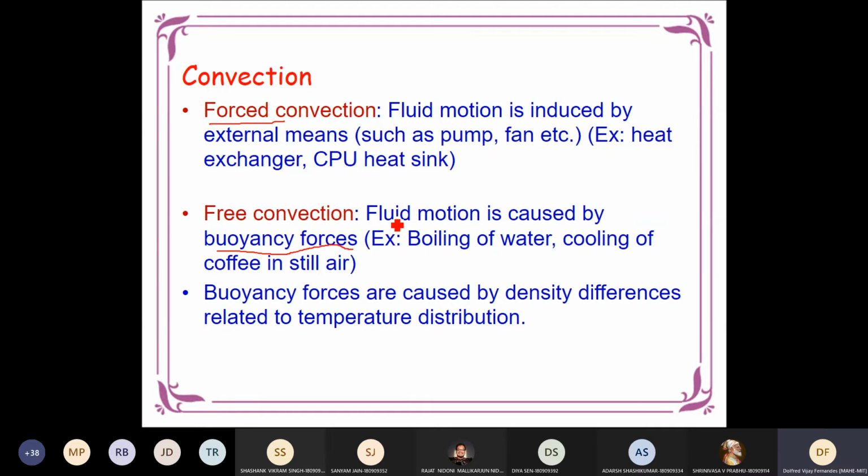So, hotter fluid definitely has less density compared to cold fluid. Because of that, depending on the region which is getting heated, that fluid will become lighter and rise up, and cold fluid will come and replace that place. So there is a circulation of fluid, and that is actually free convection. Okay, boiling of water, cooling coffee in still air, that is without using any stirrer. So automatically there will be some convection currents.